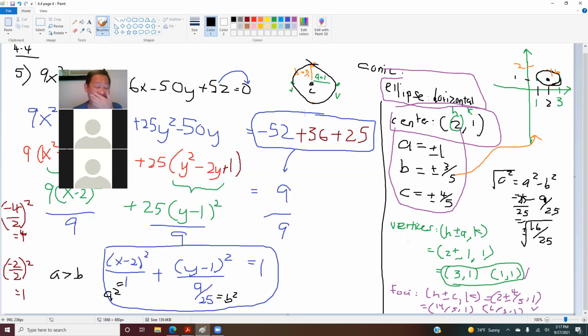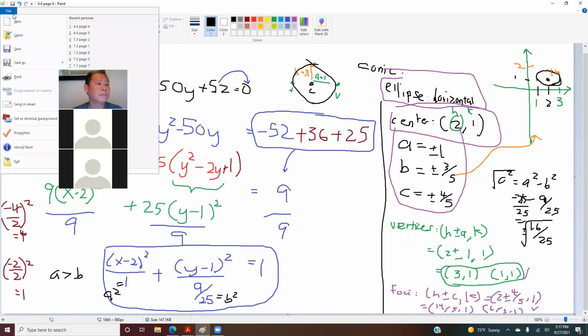I'll give you graph paper. It would be nice to do it, and make sure you know 3/5 is the same thing as 0.6. So you just use 0.6: go up 0.6 and go down 0.6, and you will get yourself the four dots. Does anyone have any questions for me on this one?